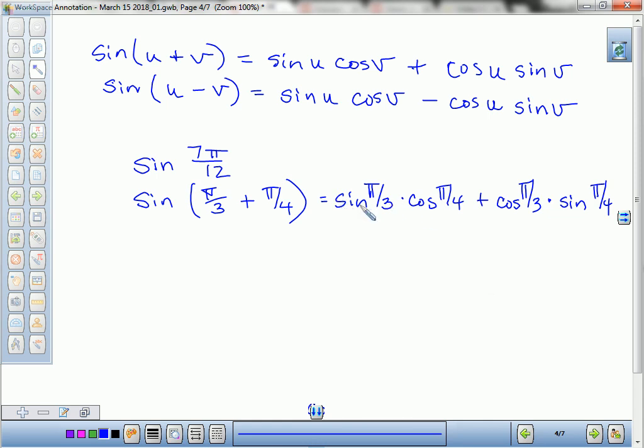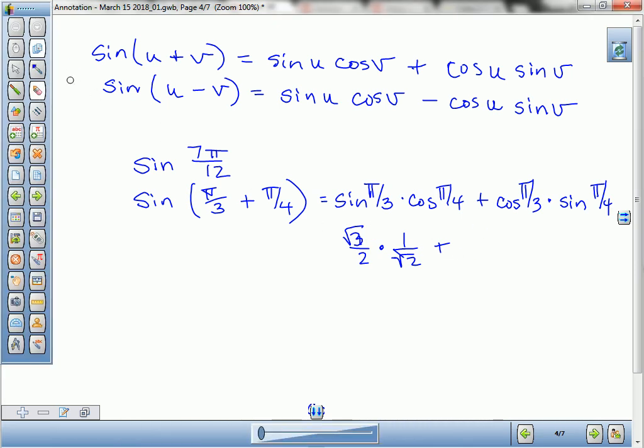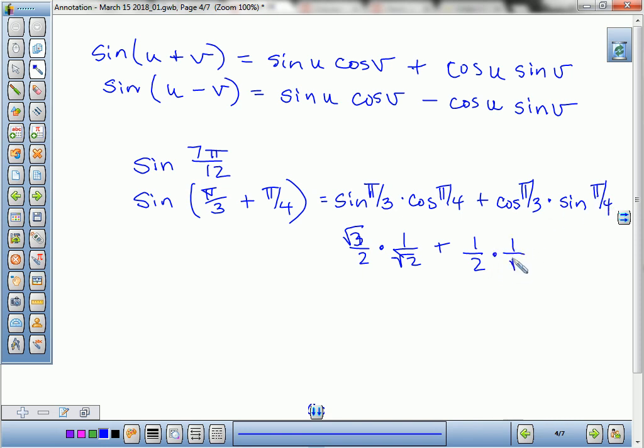So what is sine of pi over 3? Root 3 over 2. And cosine of pi over 4? 1 over root 2. Plus cosine of pi over 3, which is 1/2, times sine of pi over 4, which is 1 over root 2. So this is root 3 plus 1 over 2 roots of 2.